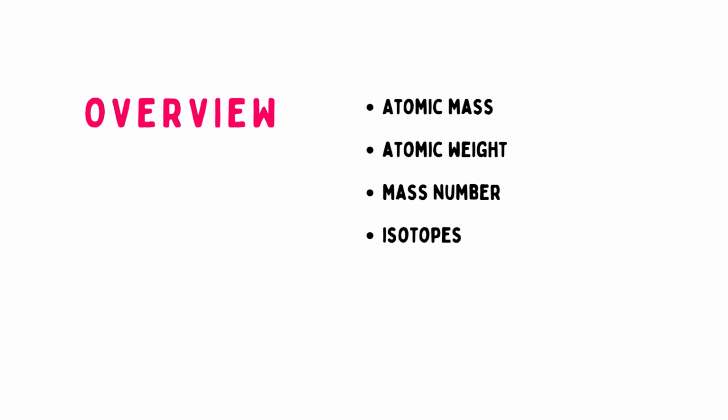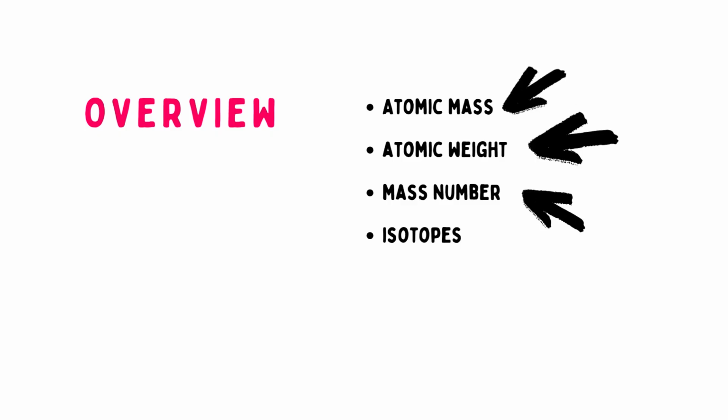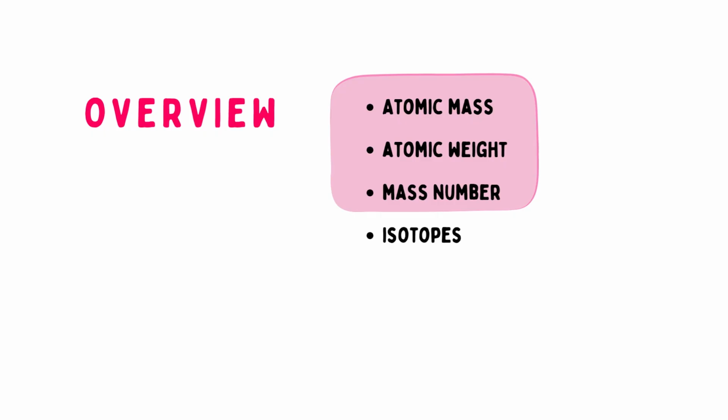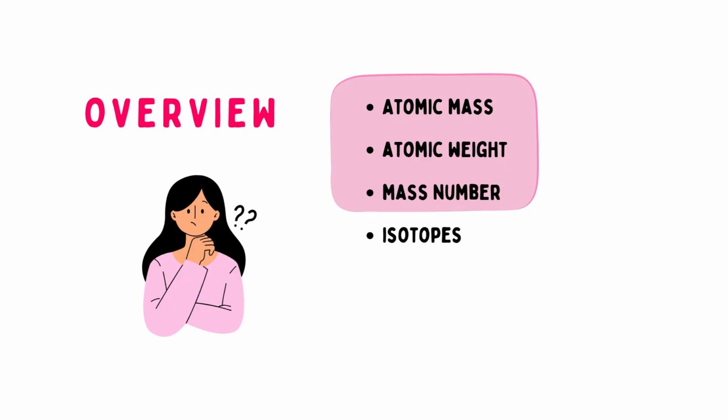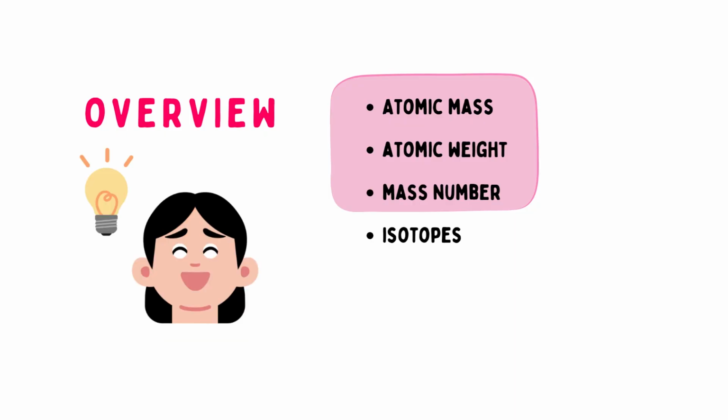In this video, we're going to break down the difference between atomic mass, atomic weight, and mass number. These terms are often used interchangeably, which can make things confusing. But by the end of this video, you'll clearly understand what each one means and when to use them.